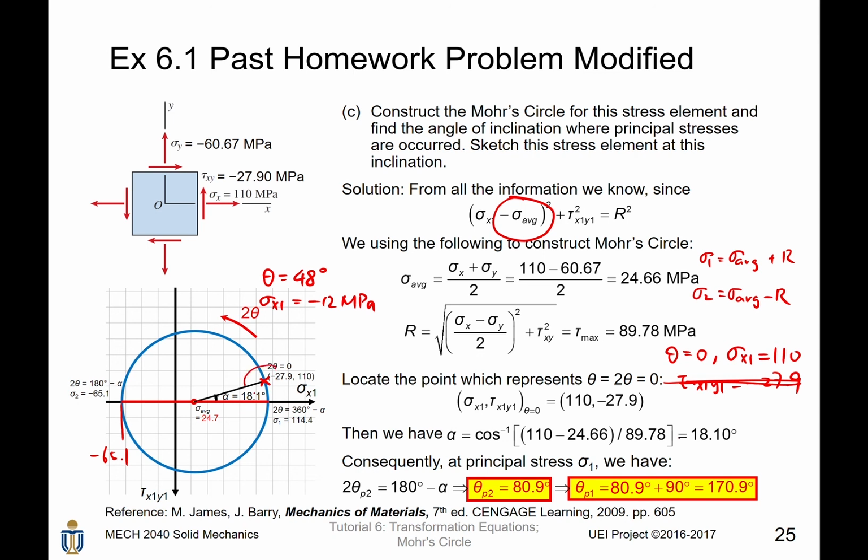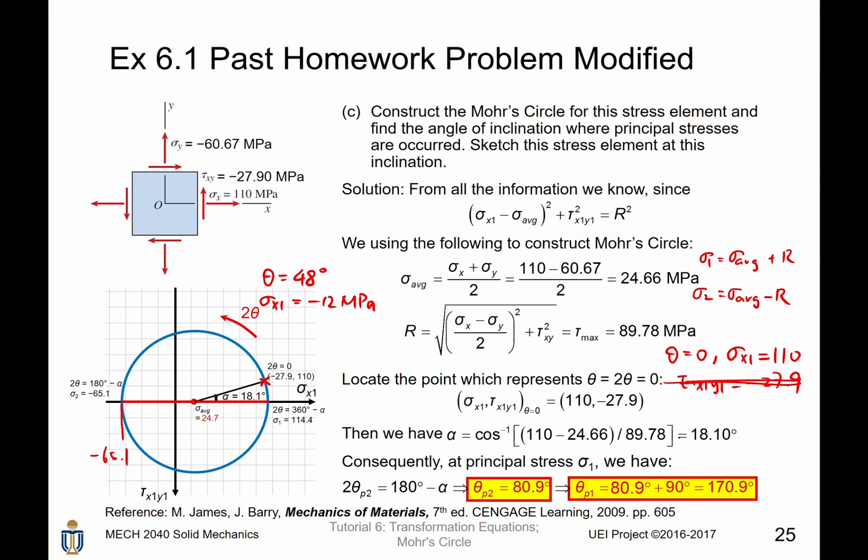Also, at this point, we know that direct stress is 110 million pascal. Then we can compute tau xy directly by using the geometry of the circle. So we substitute sigma x into this equation. At the same time, we know what is the radius of the circle. Therefore, we can compute tau x1 y1 by using the formula.